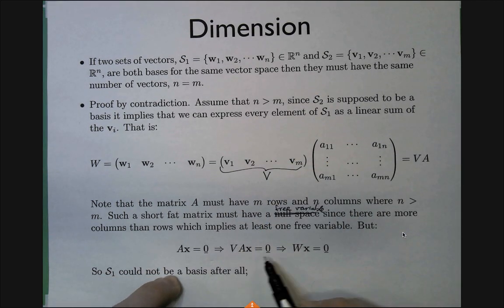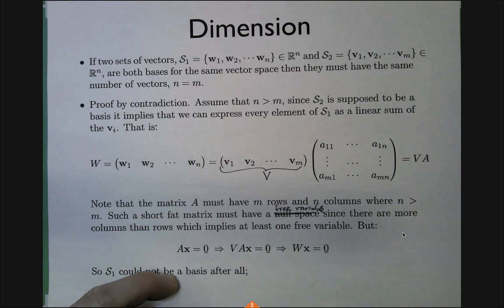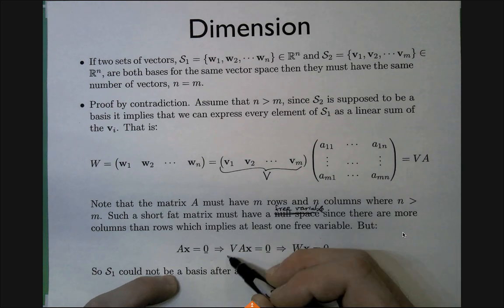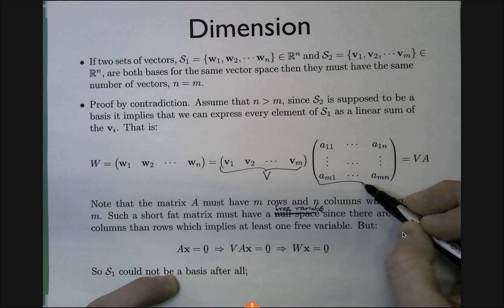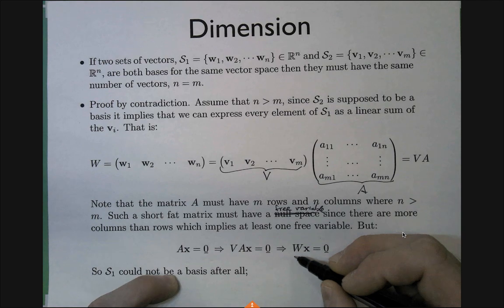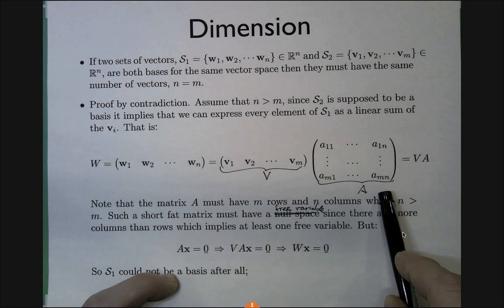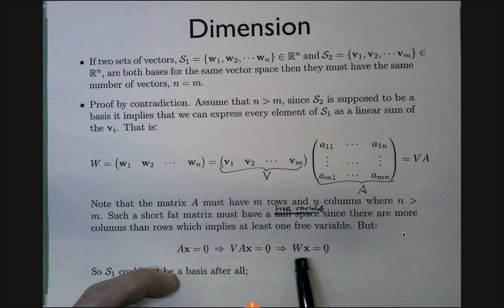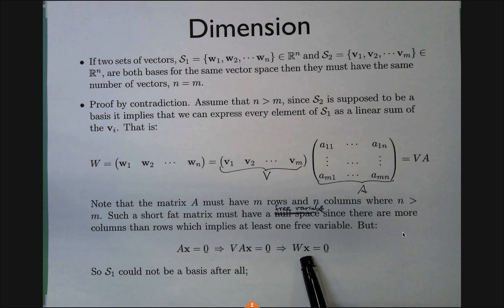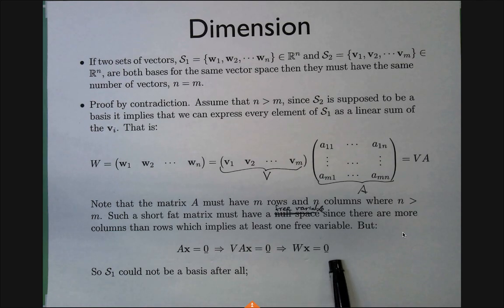Multiply with V. If I multiply 0 with V, I certainly get 0, still 0, right? Nothing changes there. But V times A, this is V, this is A. V times A is W, right? That's what we had here. That's how we defined A. But now we have a non-trivial x such that the linear combination of all the column vectors of W gives me 0. So that's a contradiction with the assumption that the columns of W were linearly independent.